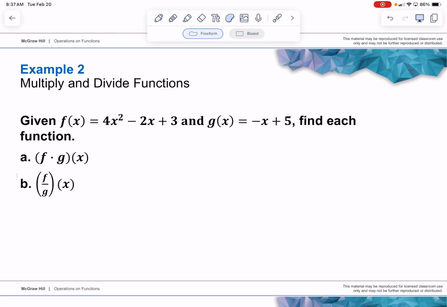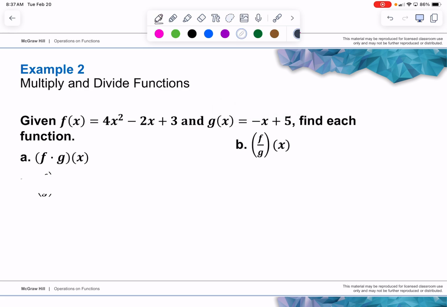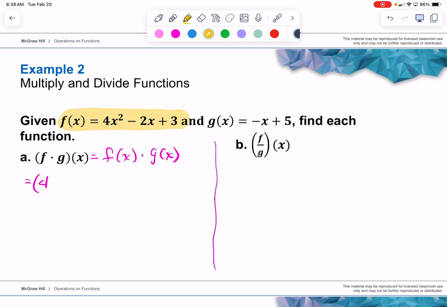Now we're going to go on to multiplying and dividing these two functions. Same two functions. So this is going to equal f of x times g of x. Oh no, actually these are different functions. So here f of x is 4x squared minus 2x plus 3. G of x is negative x plus 5. Times g of x, negative x plus 5.